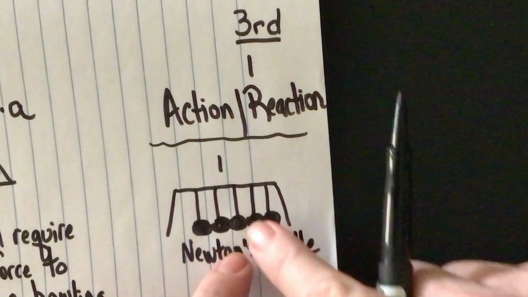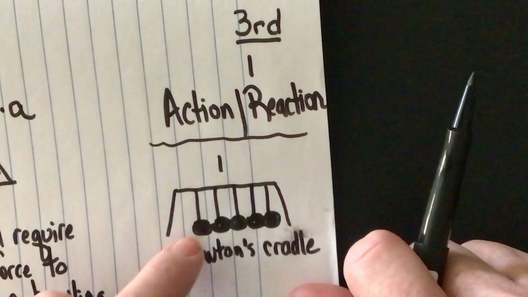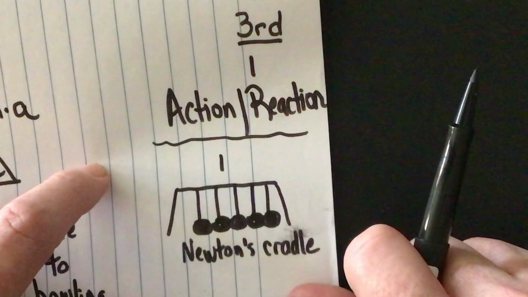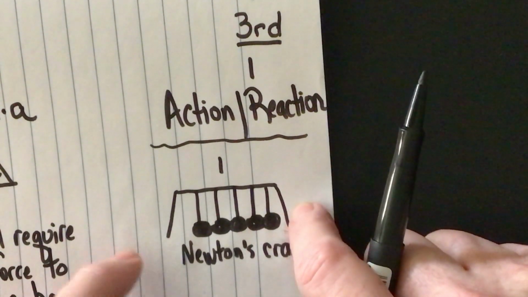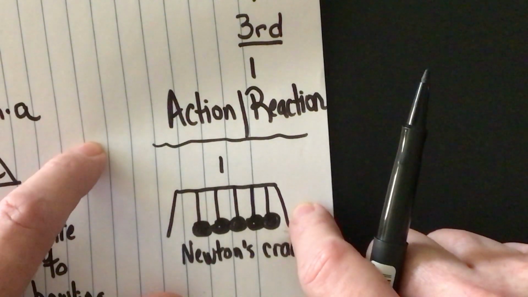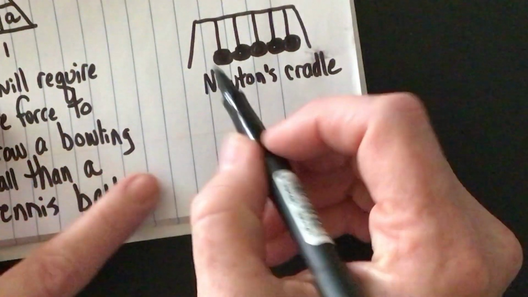Okay, if we moved one ball out this way, how many balls will come this way? One, good. If we move 2 balls back, 2 balls would go that way. So for every action, there's an equal and opposite reaction. Let's give an example.